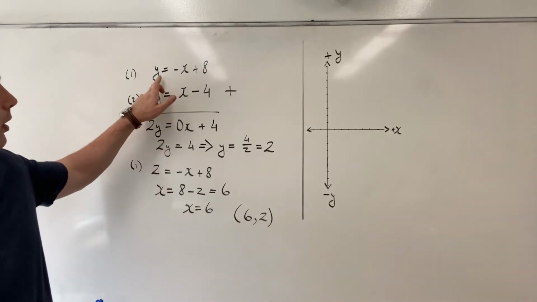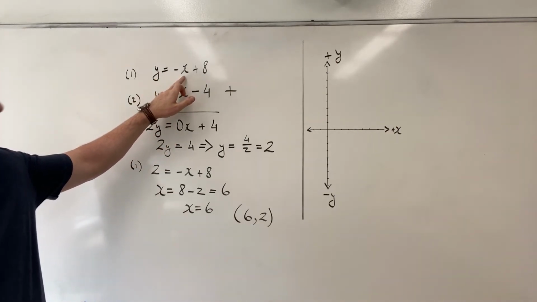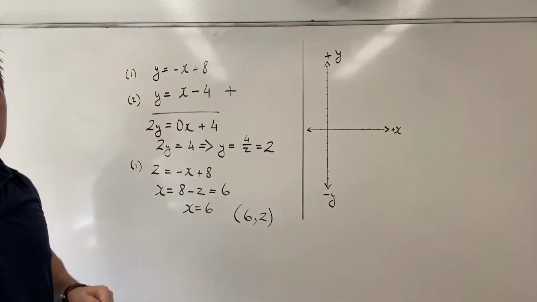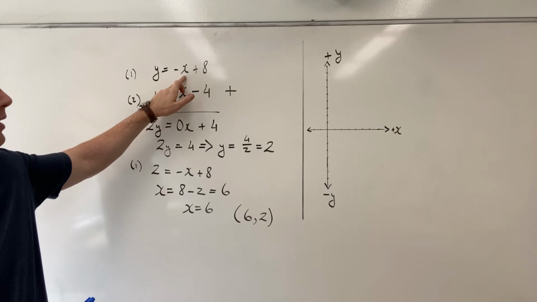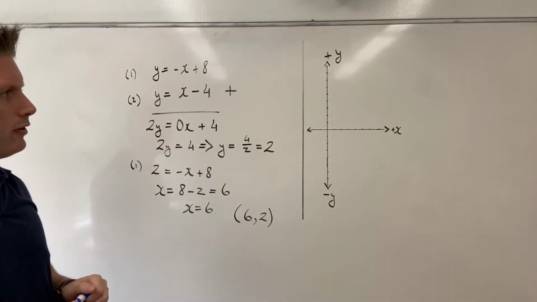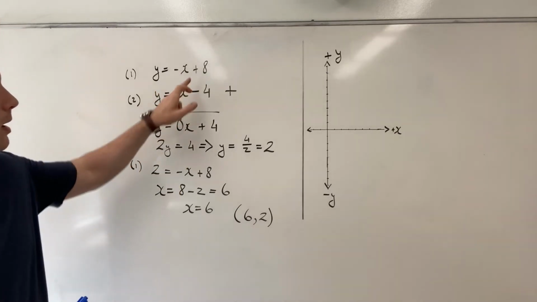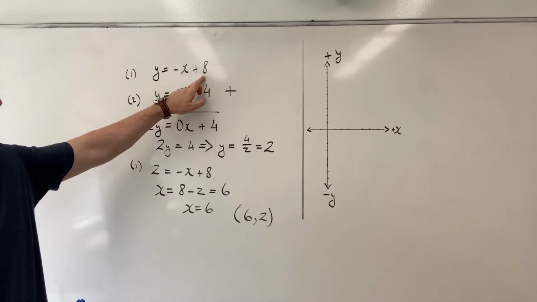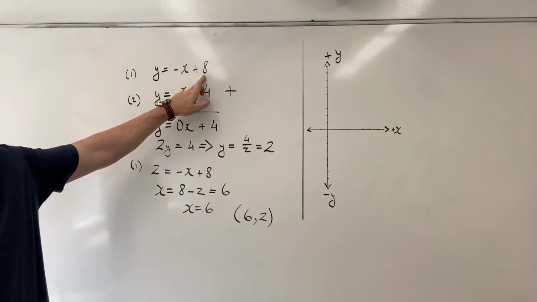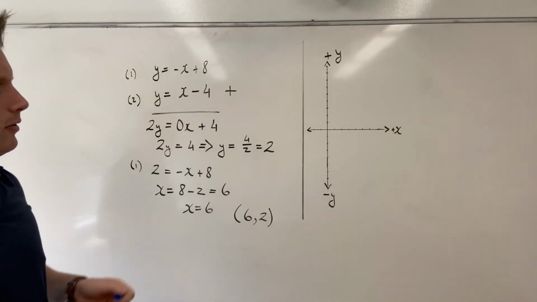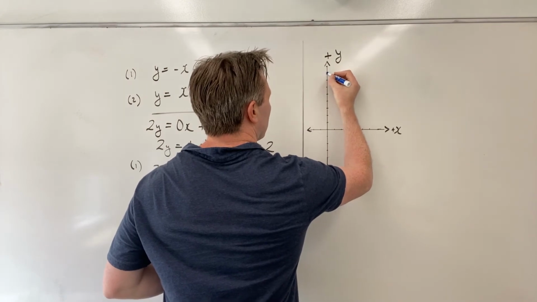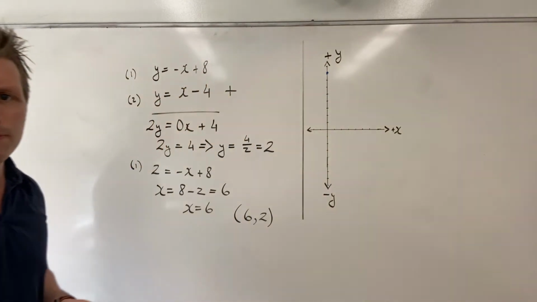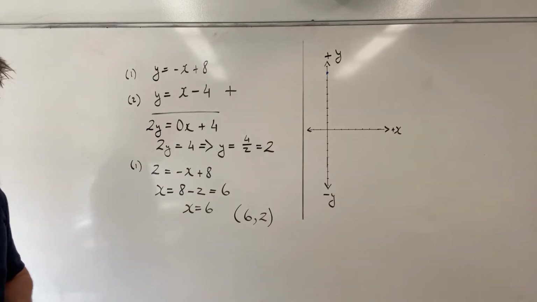The slope of equation number 1, well, the slope is the coefficient on my x term. The coefficient on my x term is negative 1. I have negative x, so it's a negative 1 coefficient. So I have a slope of negative 1. My y-intercept is plus 8. So this plus 8 here is my y-intercept. So this here, this is plus 8. That's my y-intercept.